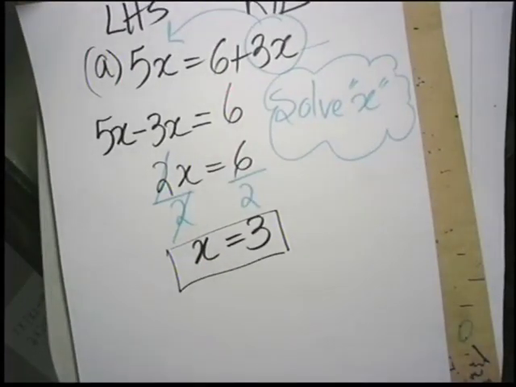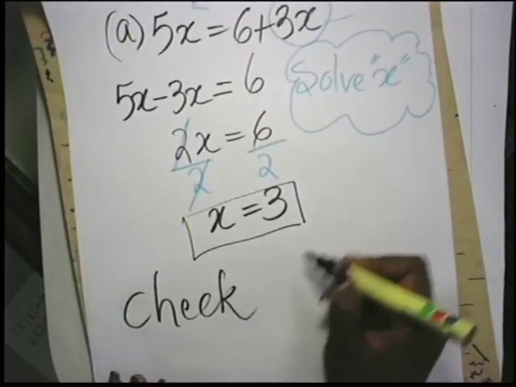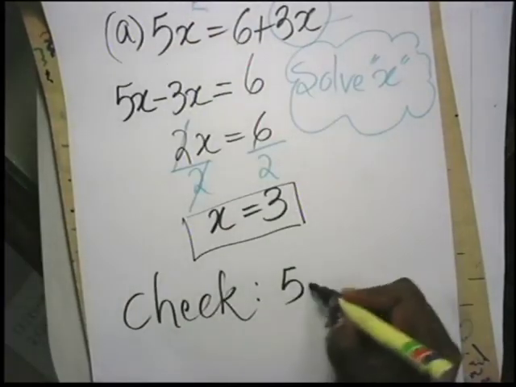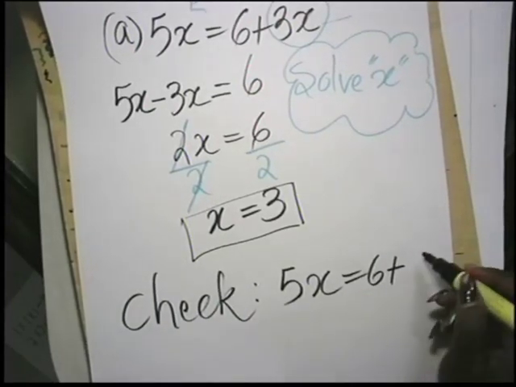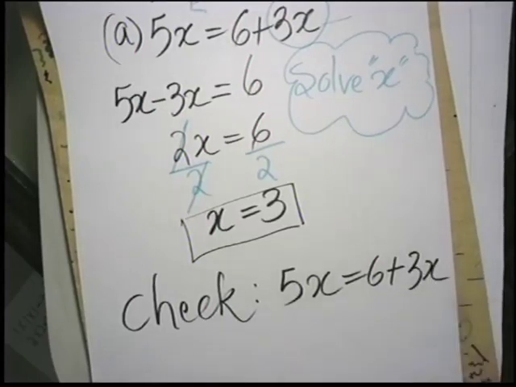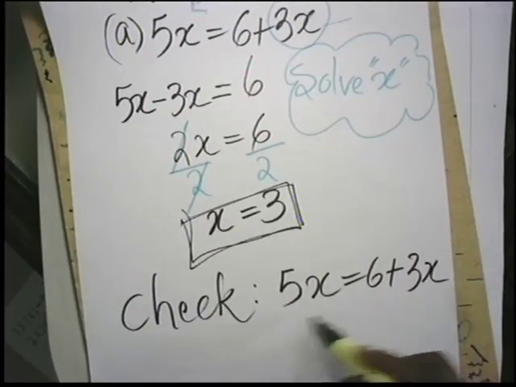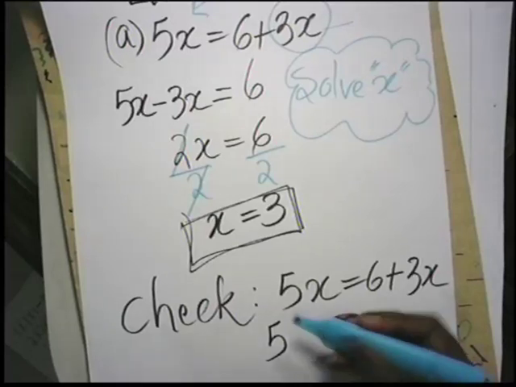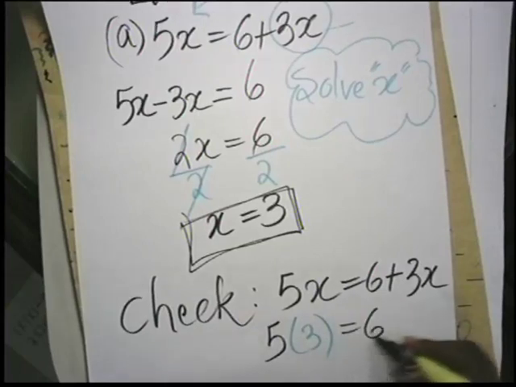We are happy. Now we want to quickly check if what we are doing is correct. When I want to check, I start with what was given to me here. 5x is equals to 6 plus 3x. Now we know the value of x. What is x? x is equals to 3. Wherever I see x here, now I put a 3. 5 times 3. x is no more x. Now I know the value of x.